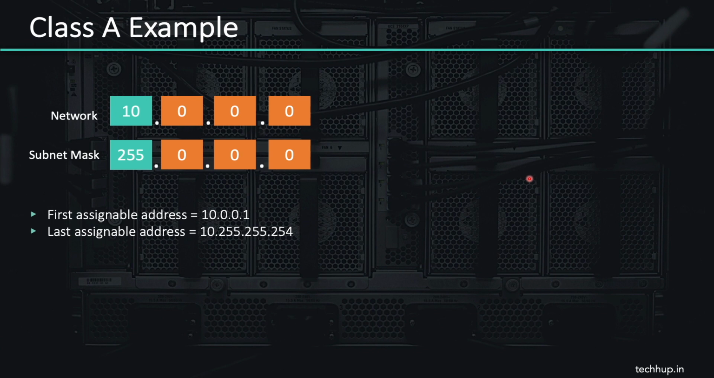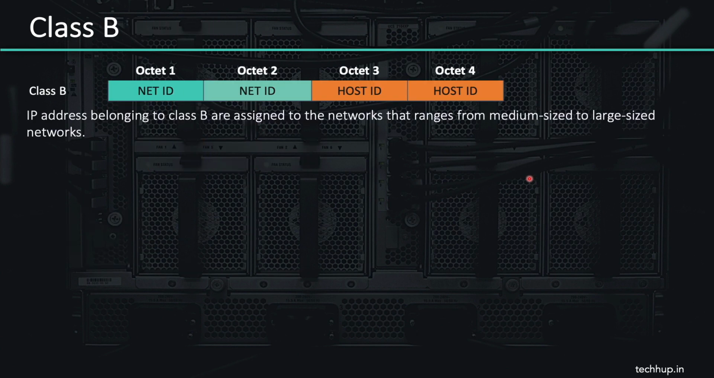Now there are a few other addresses that are reserved with class A. And with a class A subnet mask, you can have up to 126 networks, and each of those networks can have a huge number of hosts, that is 16,777,214.